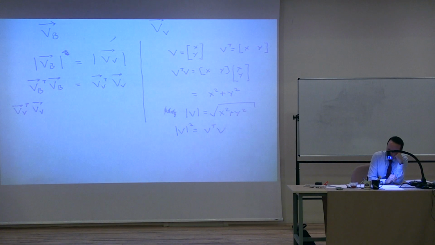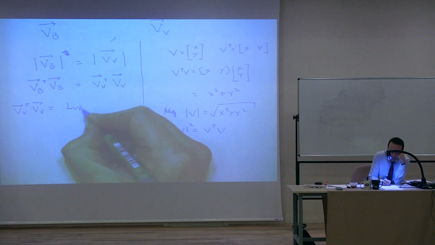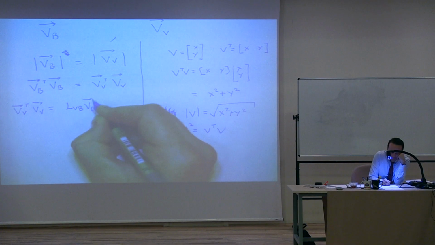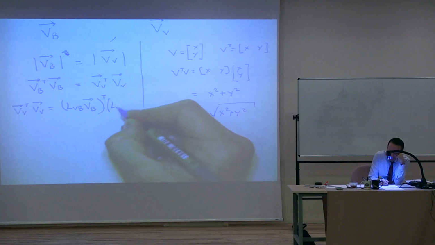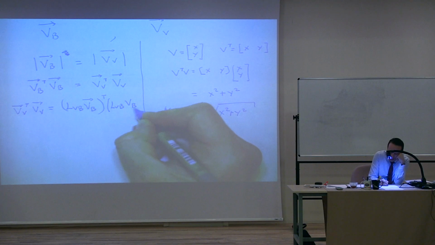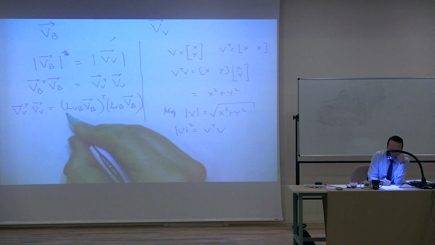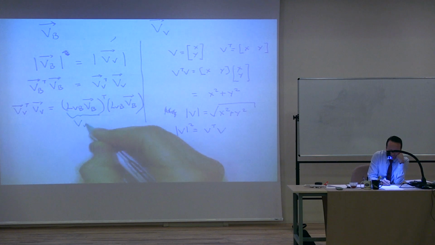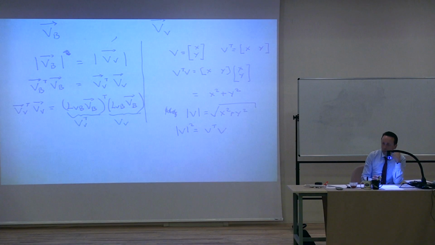VV, okay. So let's write the first one here. It's LVB times V_B, transpose, times LVB times V_B. Right? I mean, you see that this is here equal to V_V transpose, and this is equal here to V_V. You see that, right?